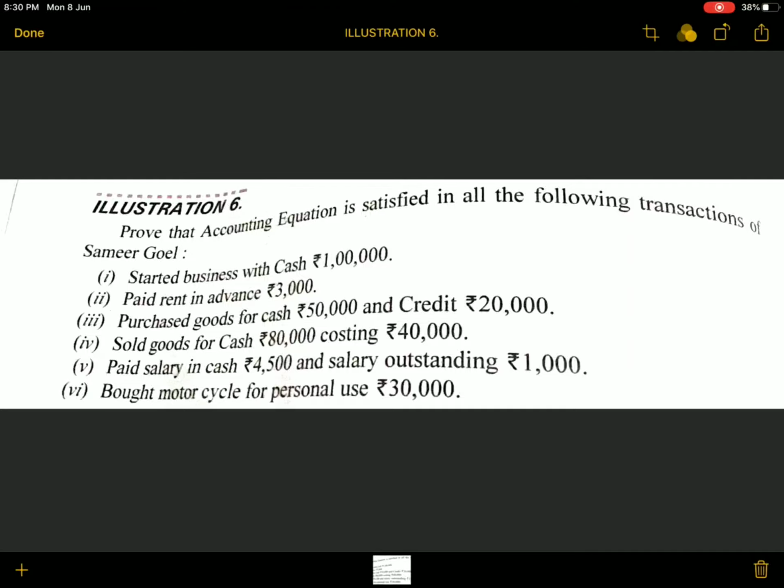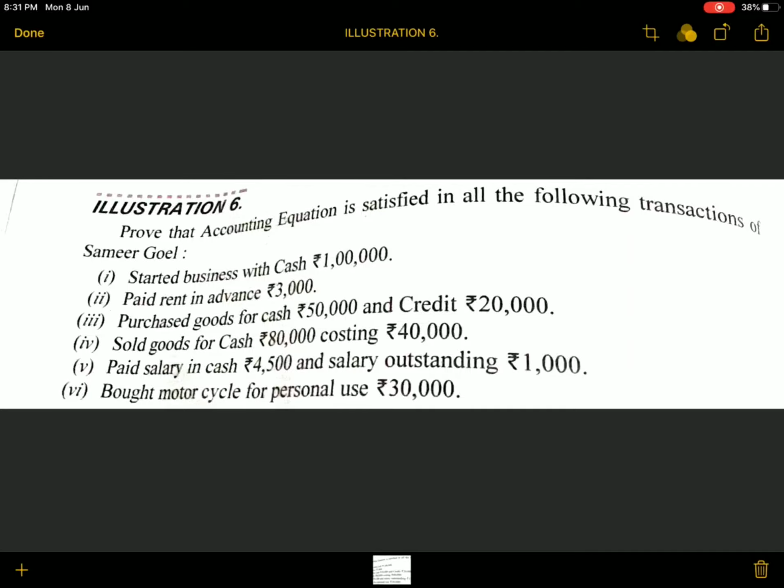That means we have to check whether the asset side total and the liability side total are equal in each transaction. We know that the total of assets and liabilities is always equal. In this question, we don't have to prepare the balance sheet. It asks only for the new equation, or you can say the final equation.